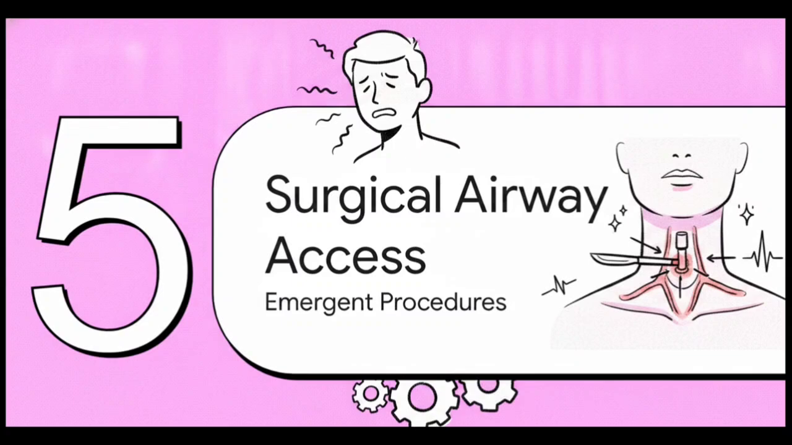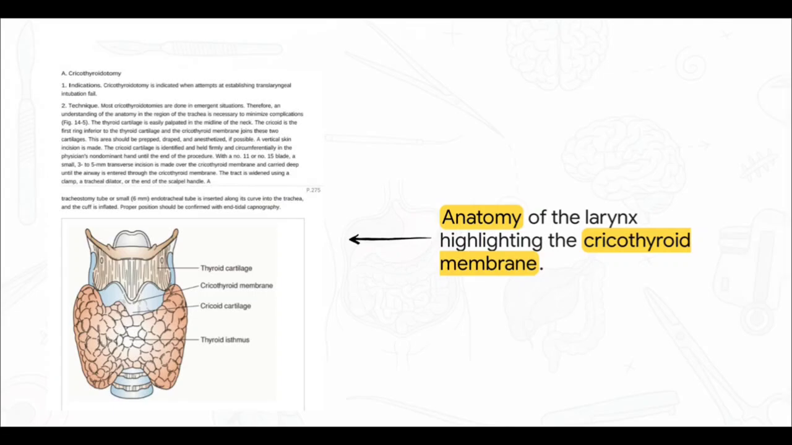Okay, section 5, surgical airway access. This is the emergent stuff. When your patient is crashing and translaryngeal intubation completely fails, you must immediately establish a surgical airway. Lock this anatomy into your brain right now. The life-saving emergent incision happens exactly here, at the cricothyroid membrane. You can palpate the thyroid cartilage, the Adam's apple, above it, and the cricoid ring just below it. That membrane connecting the two, that is your rapid entry point.